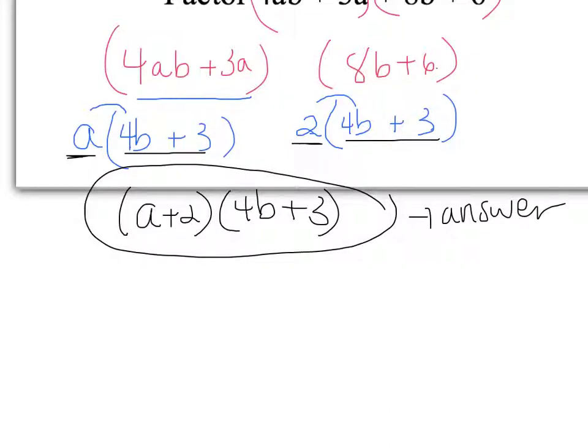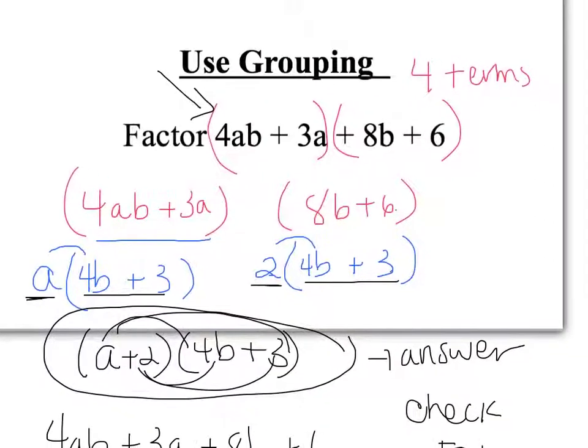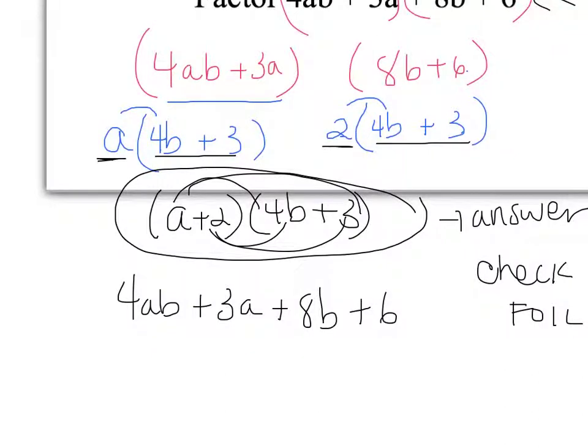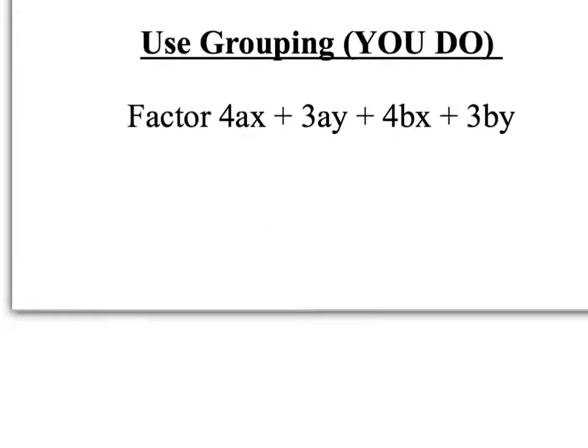Then if we want to check to make sure it's correct, we can check using FOIL. So let's check. a times 4b, 4ab, a times 3, 3a. 2 times 4b is 8b. And then plus 6. So let's check to see if that's the original problem. And yeah, it is the original problem. So when you check it, you know that your answer is correct. So I'd like you to pause the video for a moment and try this grouping on your own.